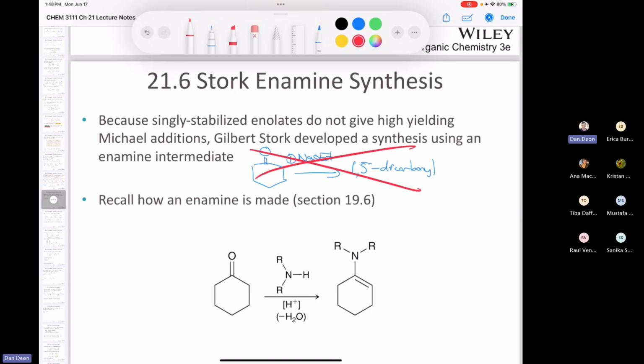So it turns out that a guy named Gilbert Stork, who was a brilliant organic chemist, I mean, one of the best, came up, and I think he was at Columbia. Anyhow, Gilbert Stork, really bright guy.